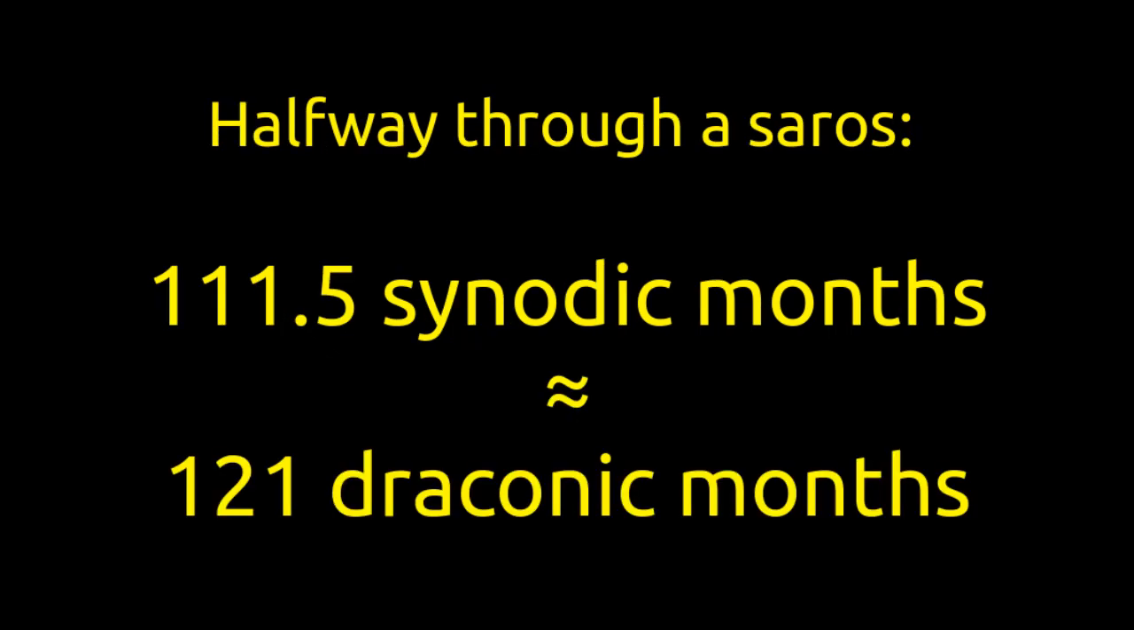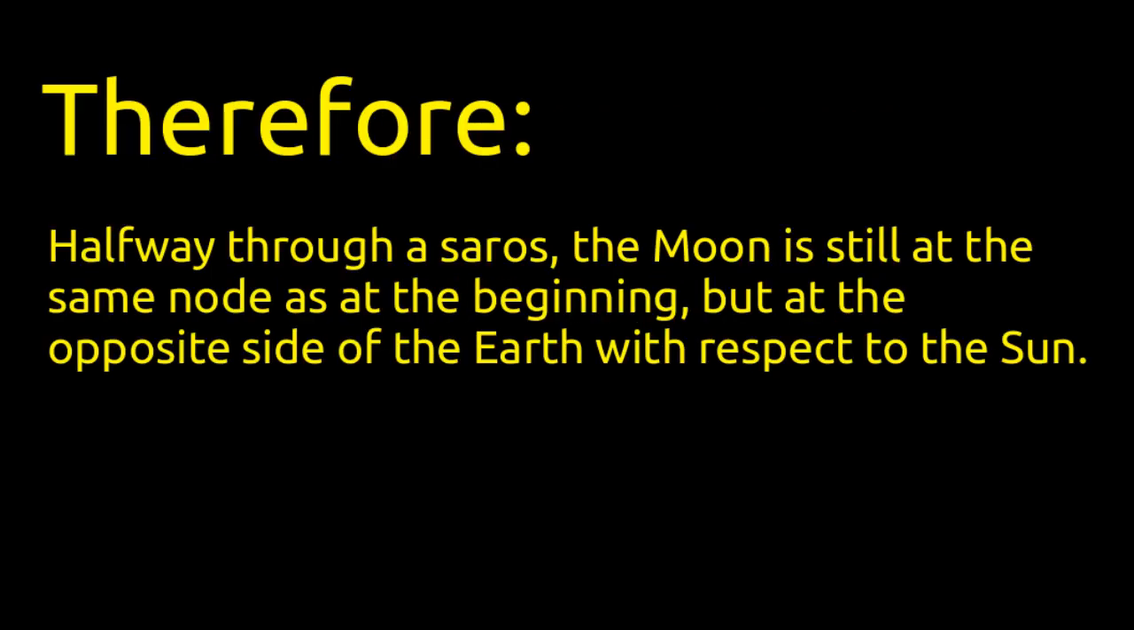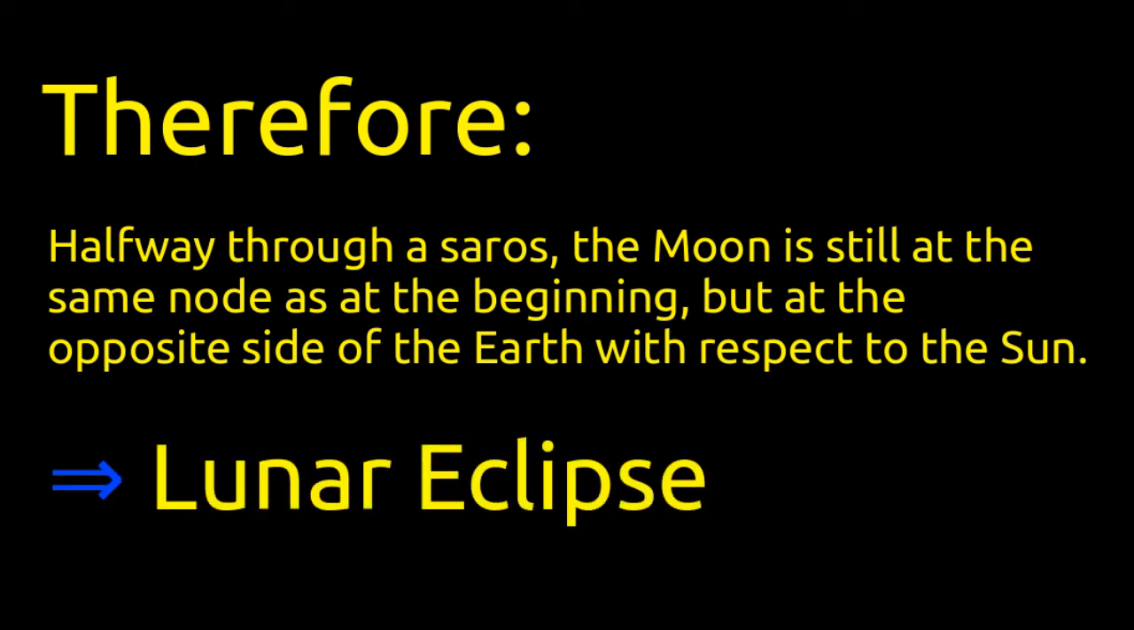But that's not all the prediction a Saros series has to offer. Notice that 223 is odd while 242 is even. So, halfway through a Saros, the moon will still be at the same node as at the ends of the Saros, because a whole number of Draconic months have passed, but 111.5 Synodic months have passed, so the moon is now synodically halfway through an orbit. Or in other words, on the other side of the Earth with respect to the sun. So we have a lunar eclipse.